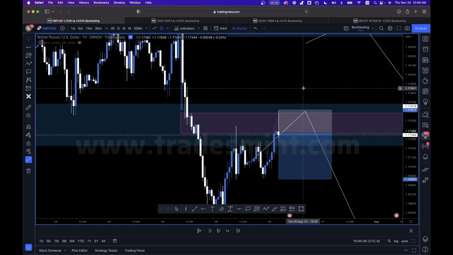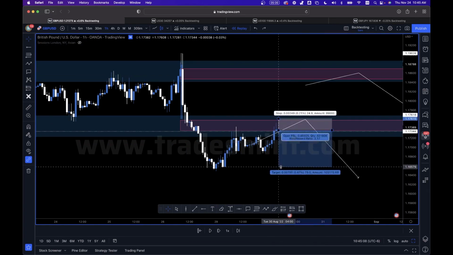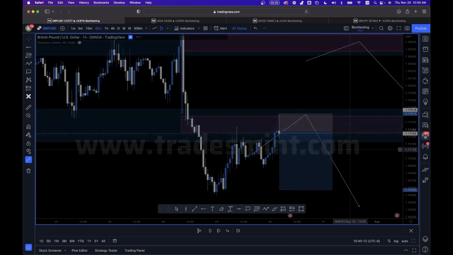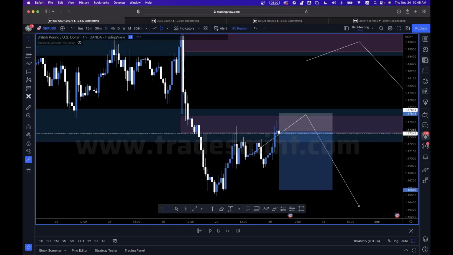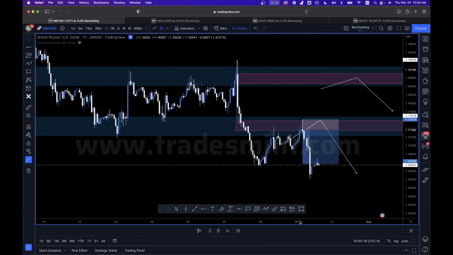Here, stop loss above that candle, TP there, and it's a 1 to 3 setup. That's it. That's our setup. Okay. All right. So price is going to melt. All right. That's how we do it.